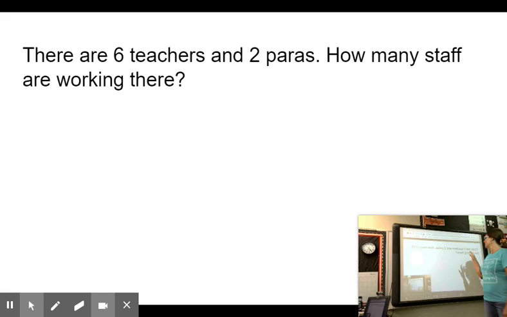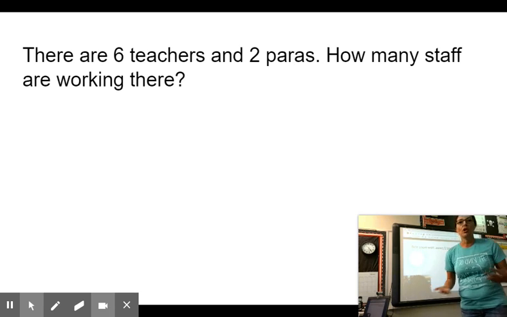Okay, so our first word problem is, there are 6 teachers and 2 paras. How many staff are working there? Read it again to yourself. Perfect. So when we read this problem, this word problem is just like a story. Now this is a very short story, but you're going to start reading word problems that really tell a story.